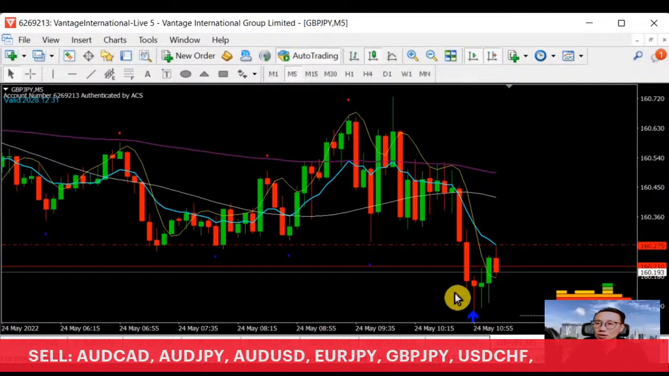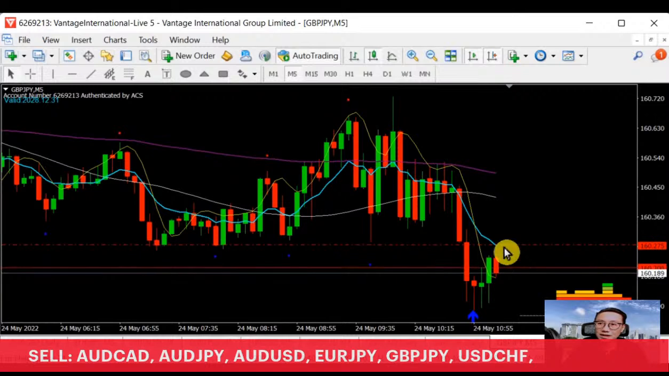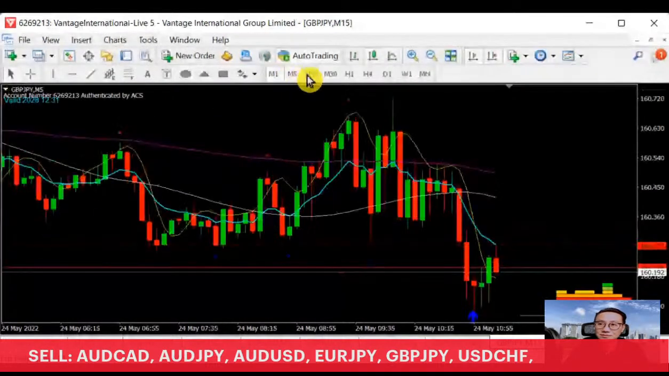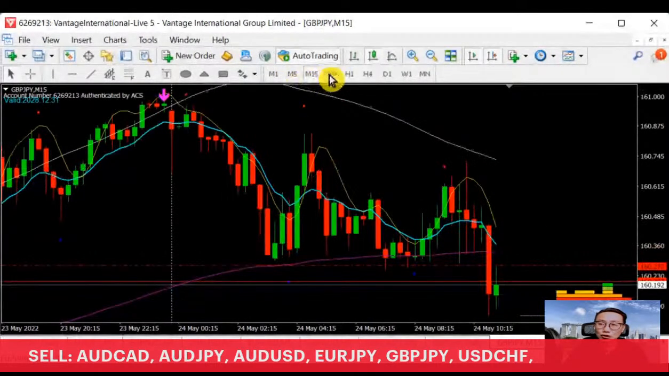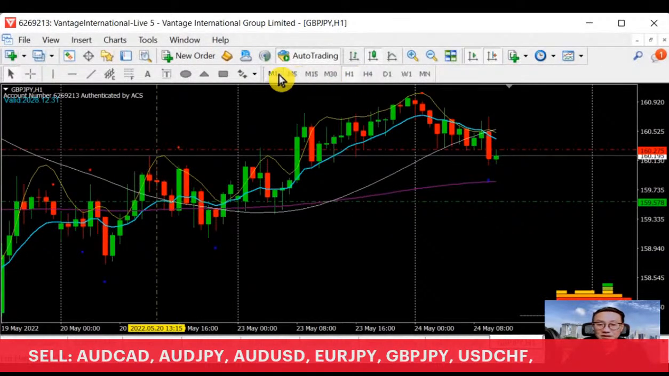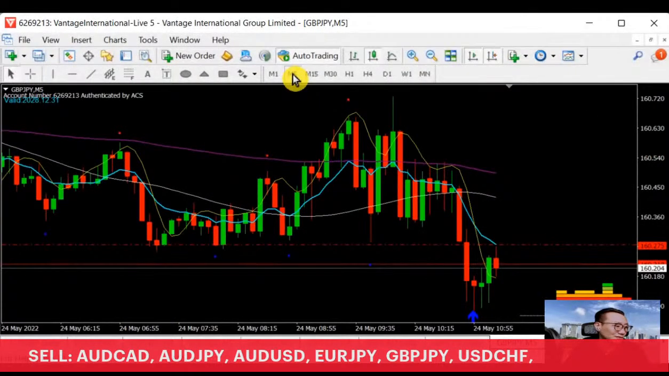Pound yen. We have retested this previous support over here and now it has become a resistance. Please take note. Okay, we are coming very near into another 15 minutes of this situation release.